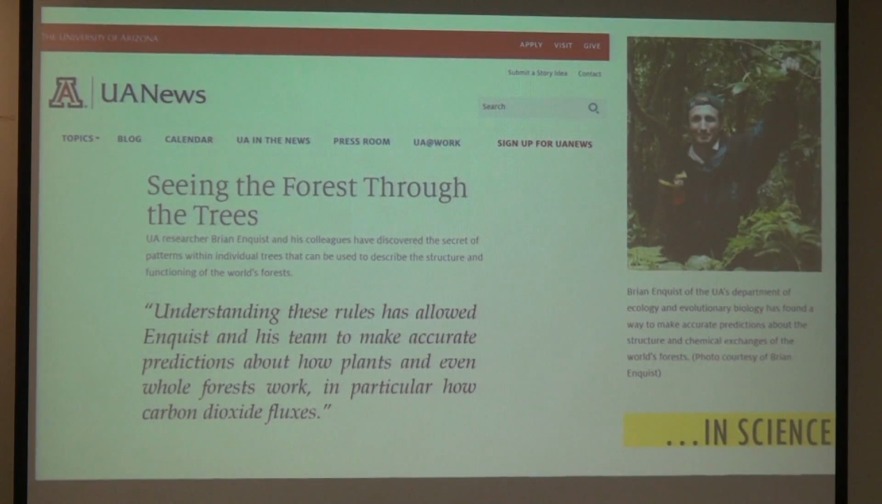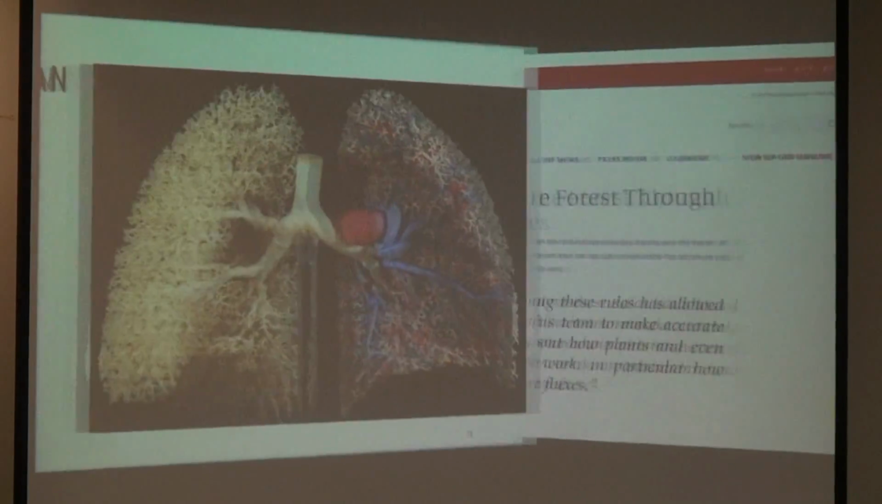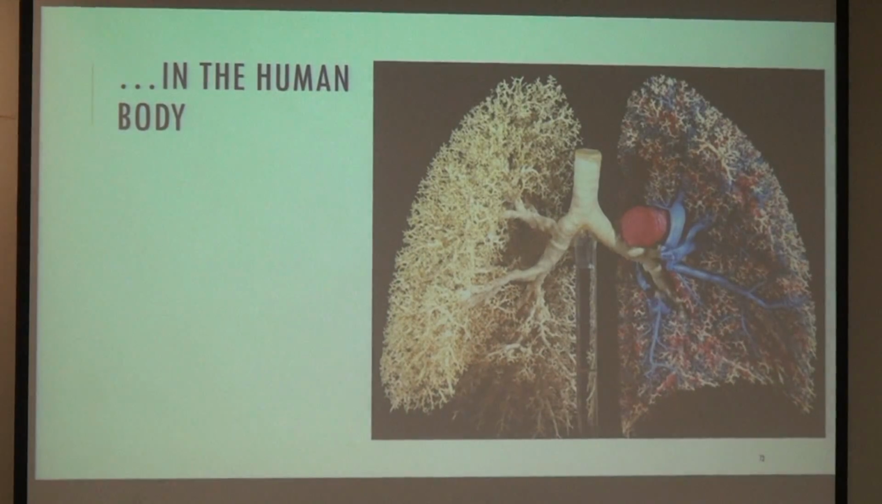Then they can give that as a report to any environmental association or group, and it can give them a suggestion whether they need to plant more trees or they can cut more trees. Of course, we don't encourage them to cut more trees. Okay? It can also be found in our human body. This is actually our lungs.